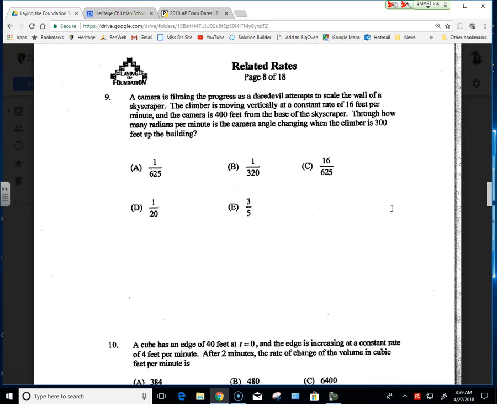Daredevil attempts to scale. So we have going up, right? And the camera is, we have an over, right? And then the camera's looking up? Okay, cool. So then the climber, what do we want to make him? Can we make him, what do you want to make him, y or x? ds. Okay, so we'll call him s for the skyscraper, or c for climber, whatever. The camera, we're going to call this one c for camera, I suppose? Okay, c for camera. Radians.